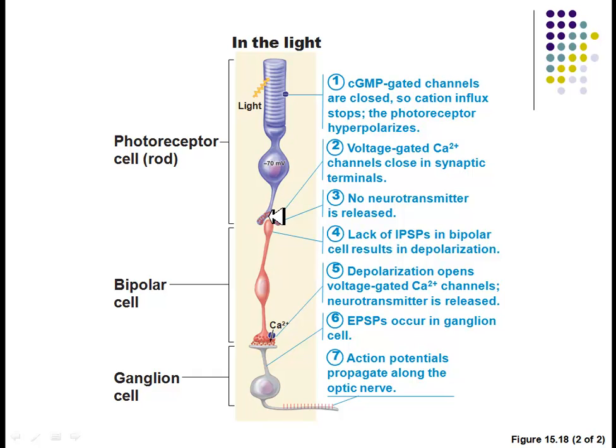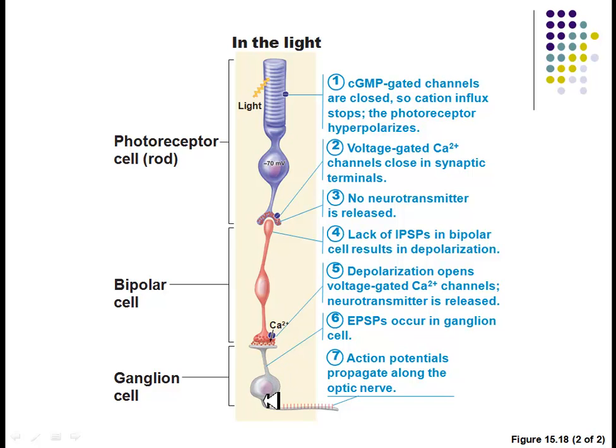If this photoreceptor is not releasing the glutamate, the inhibitory neurotransmitter, then this bipolar cell now is basically turned on. So the lack of the inhibitory neurotransmitter turns on this cell. Calcium channels are now open. Calcium can flow into this axon terminal, causing the release of the neurotransmitter across the gap here. And this is an excitatory neurotransmitter. This will signal the ganglion cell to turn on.